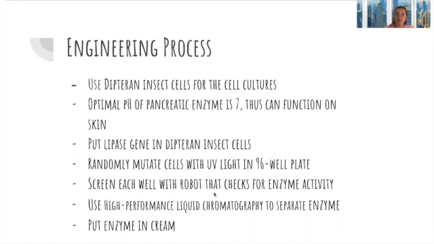Let's talk a little bit about the engineering process of the enzyme. To engineer sebamase, dipteran insect cells would be used as cell culture hosts that would grow the enzyme when the pancreatic lipase gene was inserted into them.